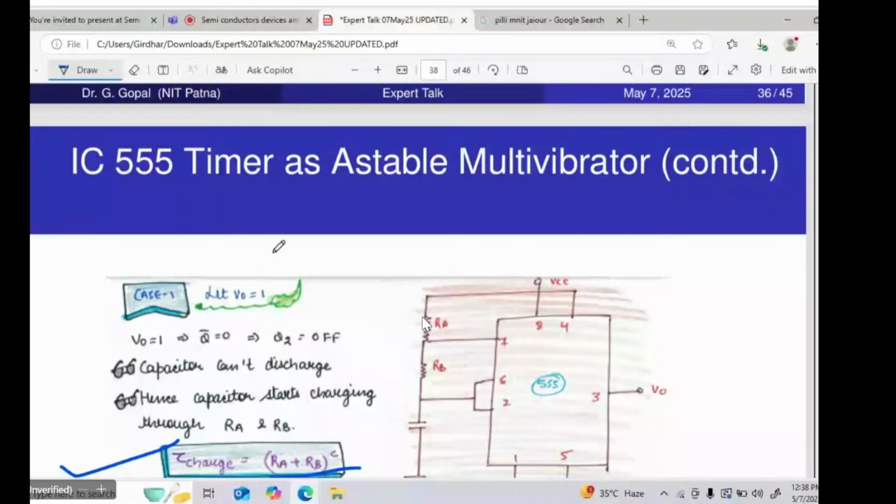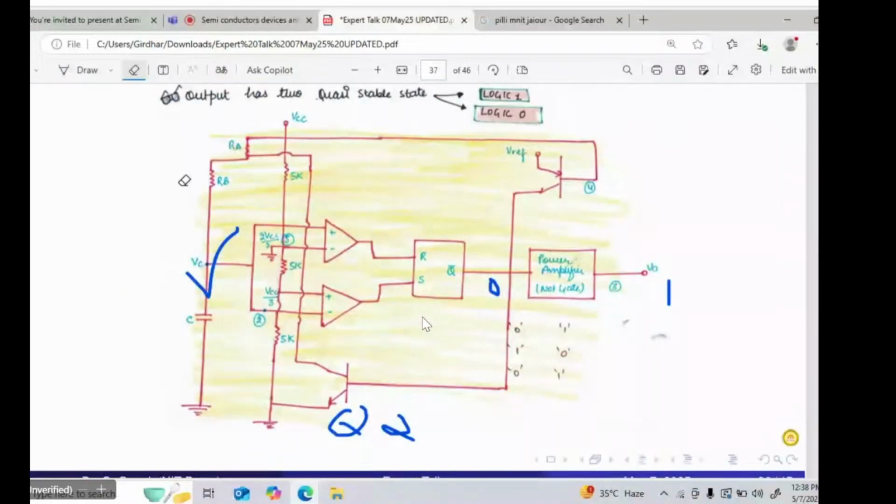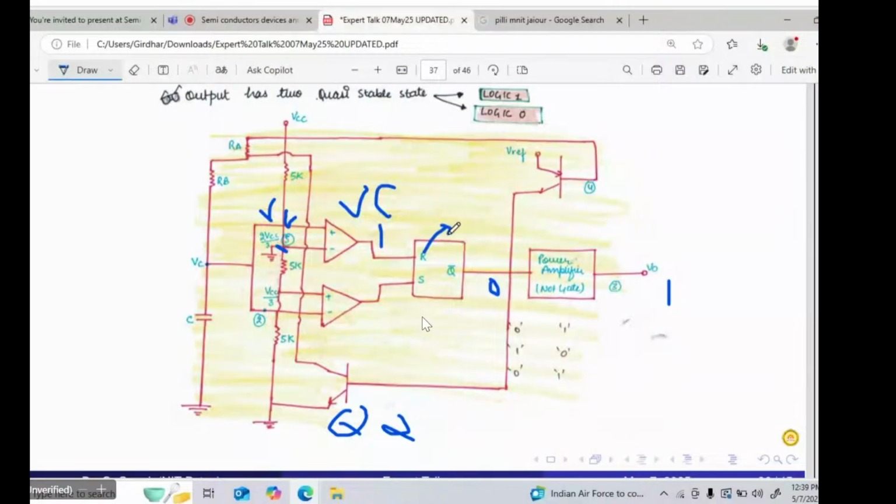For this you have to see the connection here. This VC is connected to pin number 2 and pin number 6. This is the potential VC, for the upper comparator. Upper comparator: one voltage is VC, and the second voltage is 2 VCC by 3. So the capacitor will charge up to which voltage? Up to 2 by 3 VCC. If this voltage VC is greater than 2 by 3 VCC, the upper comparator gives logic 1 output. If it is logic 1 output, reset is activated.